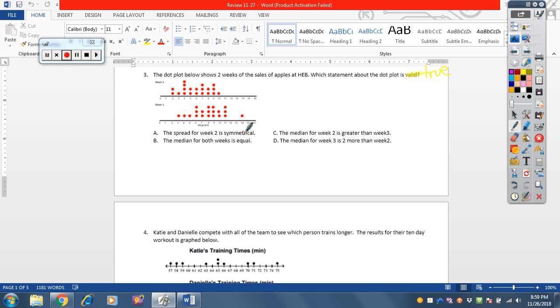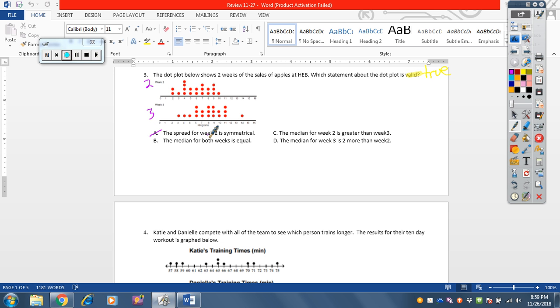A: The spread for week 2 is symmetrical. So I'm going to help week 2. Oh my goodness, that's really hard to see. Week 2 and week 3. So this is week 2. This is week 3. So the spread for week 2 is symmetrical. That means if you cut it in half, both sides are the same. If I cut week 2 in half, are the sides the same? I don't think so. I don't think you could fold that in half and it be the same. Remember, symmetrical is like cutting your face in half. It's pretty close to the same on both sides.